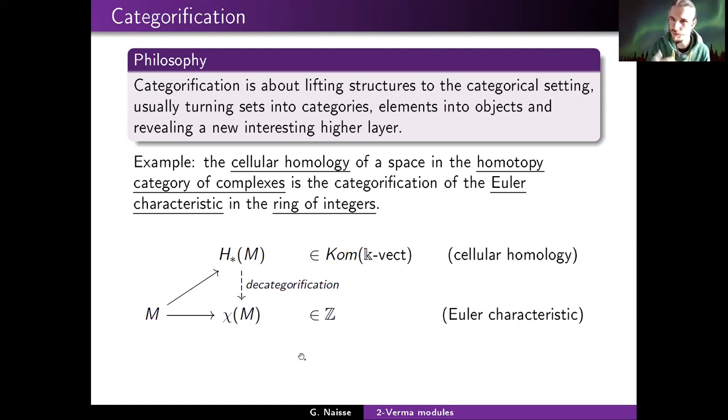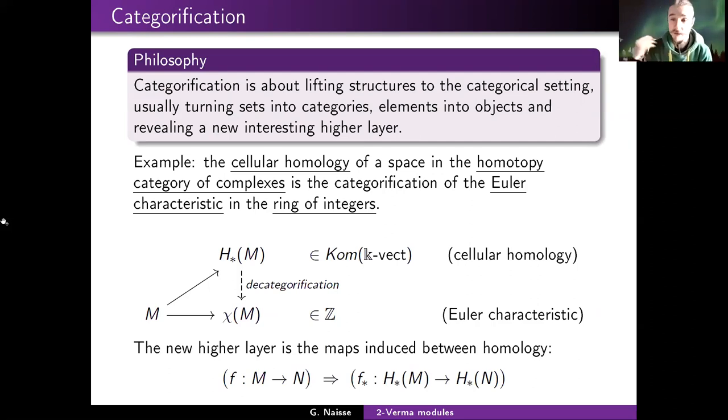And so categorification will be about looking at something that you know, like the Euler characteristic or the ring of integers, and trying to lift it to some categorical setting like complexes and the homotopy category of complexes. And then of course, like I said, you usually reveal a new interesting higher layer. And in this example, it will be the map induced between homology. Because of course, if you have a continuous map between spaces, you can say nothing between the Euler characteristics, but you have an induced map between the homology groups.